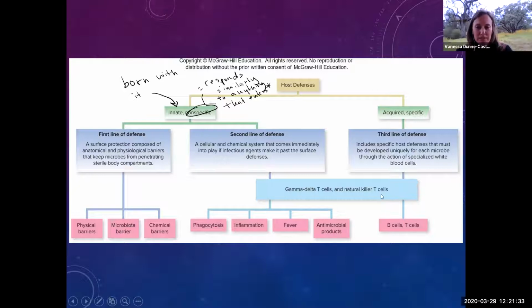And then note there is this branching thing here, gamma delta T cells and natural killer T cells. These are officially a part of the innate immune system because they don't have the ability to recognize specific markers on the surface of pathogens. So they have that concept of all-purpose response, but the way that they function is much more similar to the T cells that we have in our acquired defense system, our third line of defense.